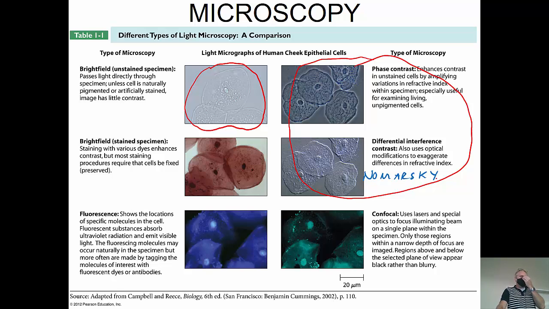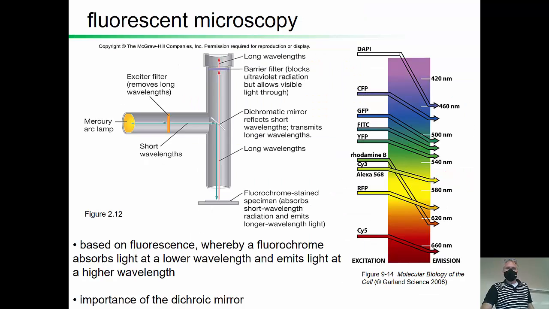Okay, so let's move on to talk about fluorescent microscopy. Fluorescent microscopy is based on fluorescence, and what a fluorescent molecule will do is absorb light at a low wavelength, or a short wavelength, I should say, and it will emit light at a longer wavelength, okay?